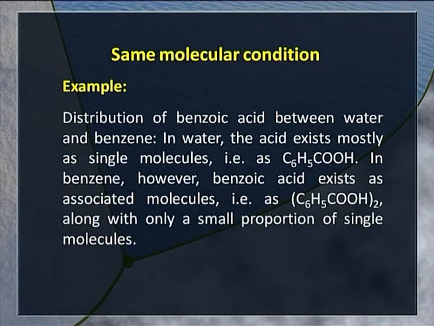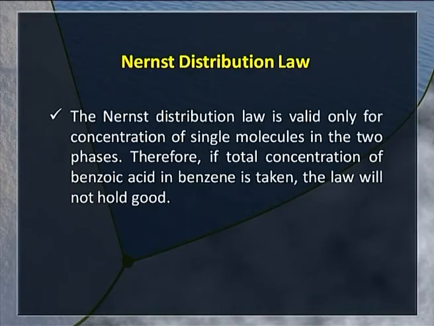As an example, we can consider the behavior of acetic acid and benzoic acid. These have a tendency to form dimers in benzene. So, if we carry out an experiment in which these acids are distributed between water and benzene, then the results of the experiment, C1 by C2, are found to be not constant. But if we consider the concentration of only the monomers, that means the single molecules, we get a constant ratio. The Nernst distribution law is valid only for concentration of single molecules in the two phases. Therefore, if the total concentration of benzoic acid in benzene is taken, the law will not hold good.